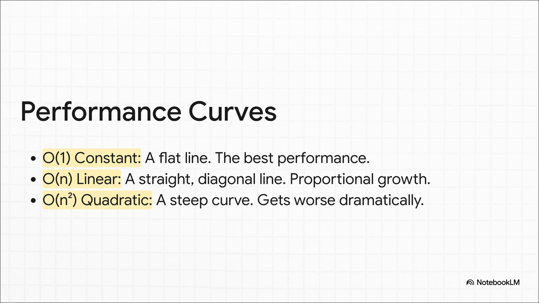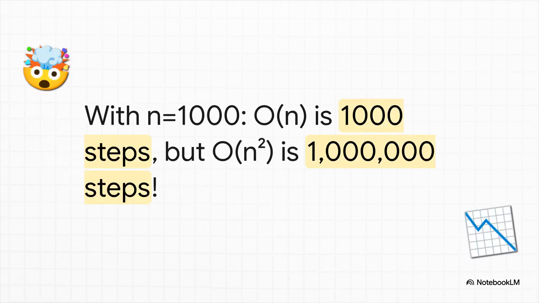This is what happens when you have, say, a loop running inside of another loop. And I mean, look at how fast that spirals out of control. If you have 1,000 items, a linear O of n algorithm takes 1,000 steps, no problem. But an O of n squared algorithm, that's 1,000 times 1,000. That's 1,000,000 steps. As the data gets bigger, performance just falls off a cliff.